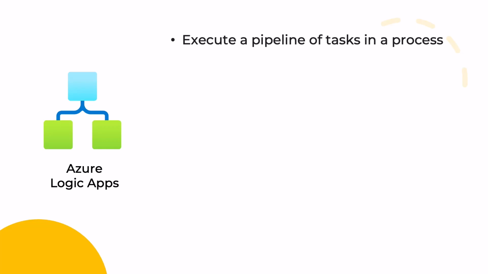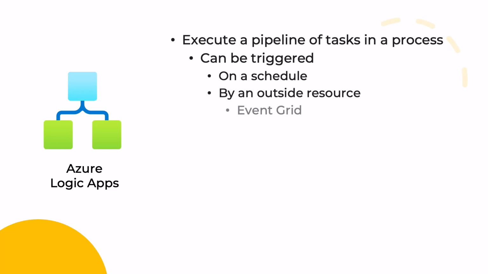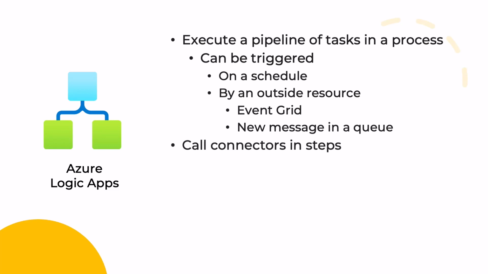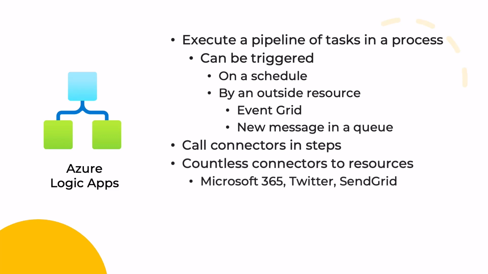And just like functions, Logic apps have triggers, which can be based on a schedule or on something that happens, like a new event from Azure Event Grid or a new message in a queue. The Logic app process consists of API calls, which you use connectors for. There are many built-in connectors that allow you to make calls to things like Microsoft 365, Twitter, SendGrid, and more. And you can also create your own APIs to call and even use Azure Functions as APIs.